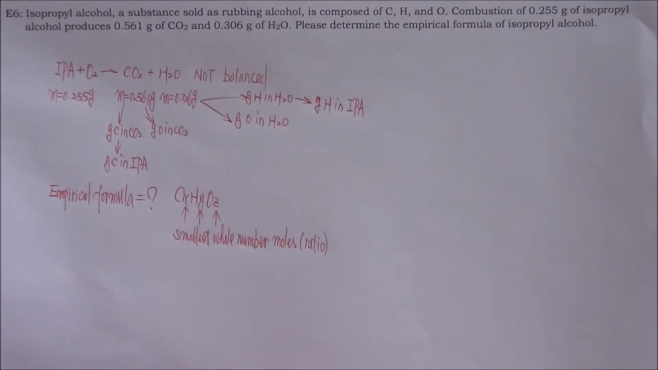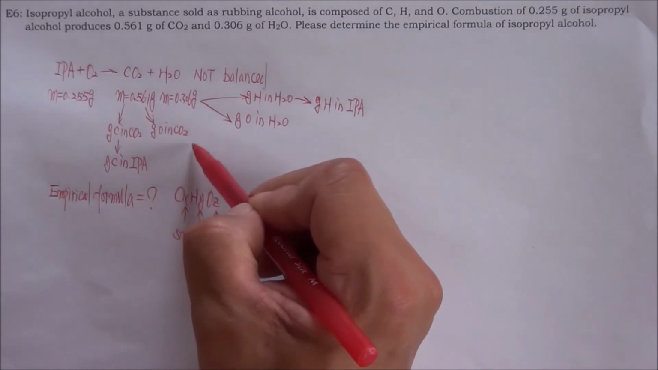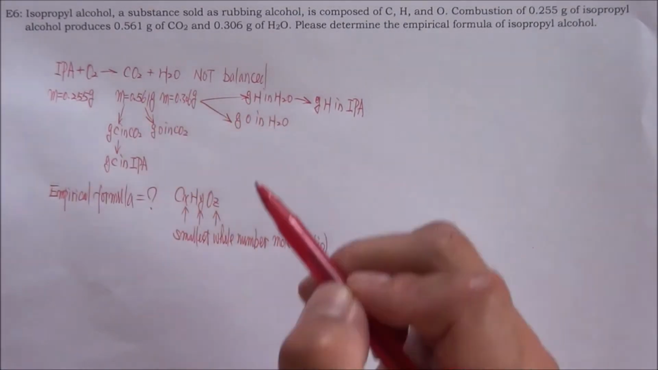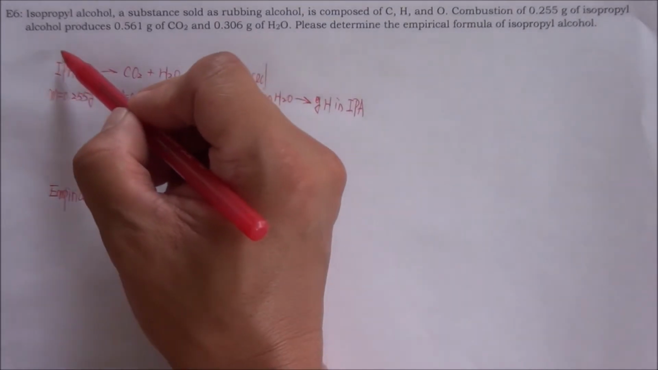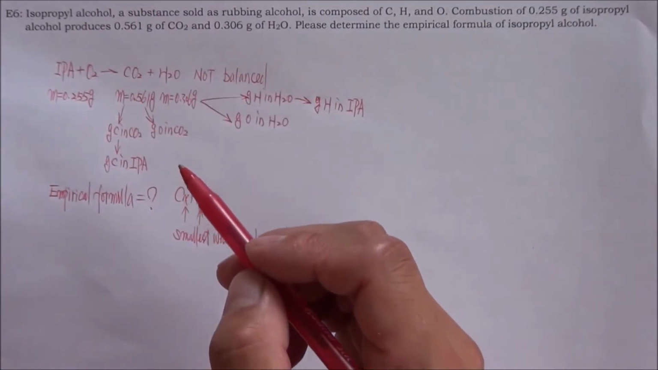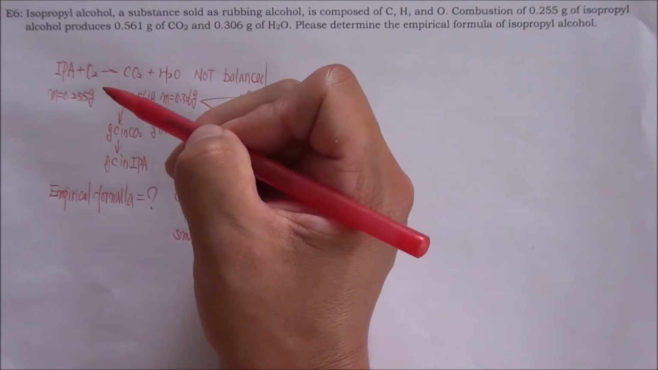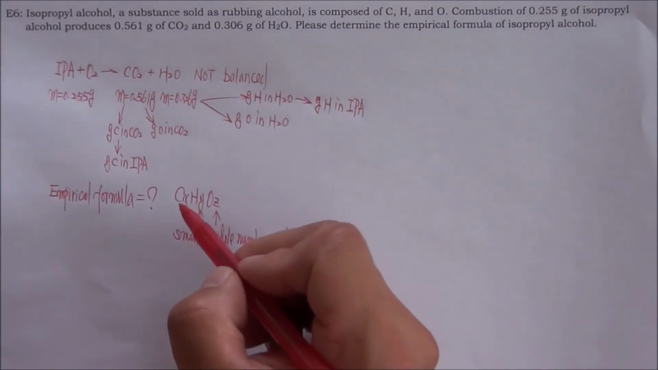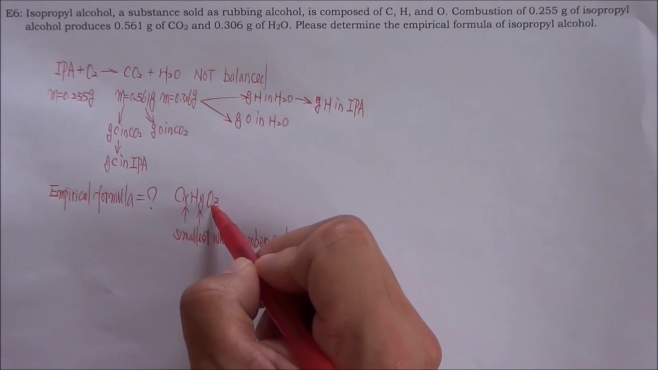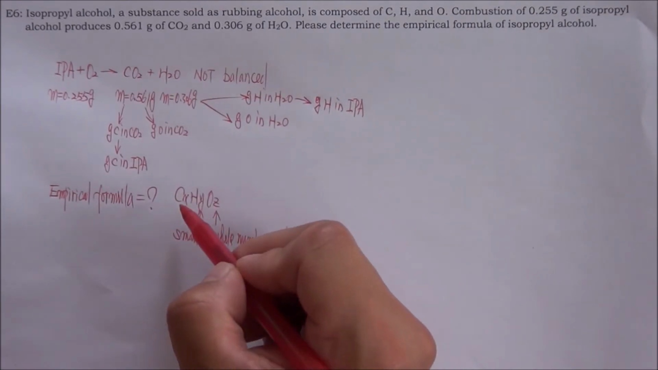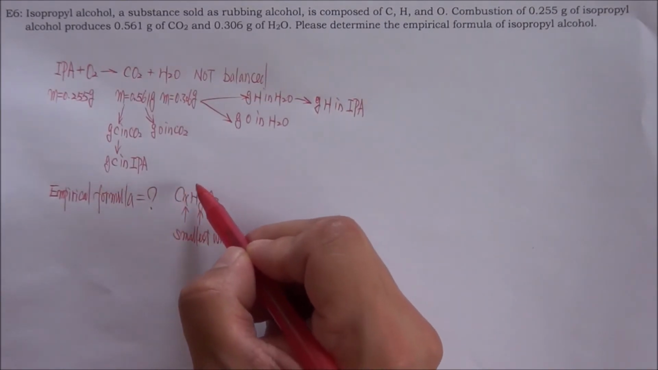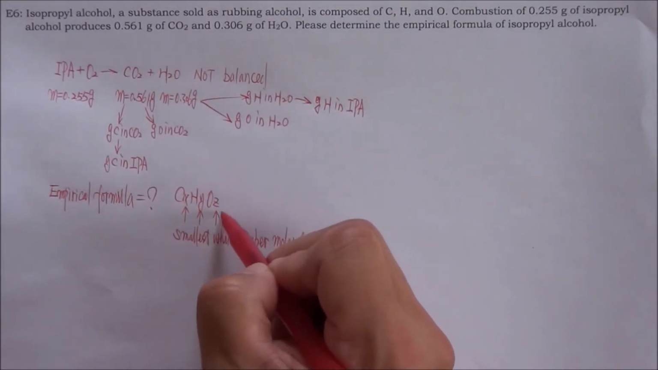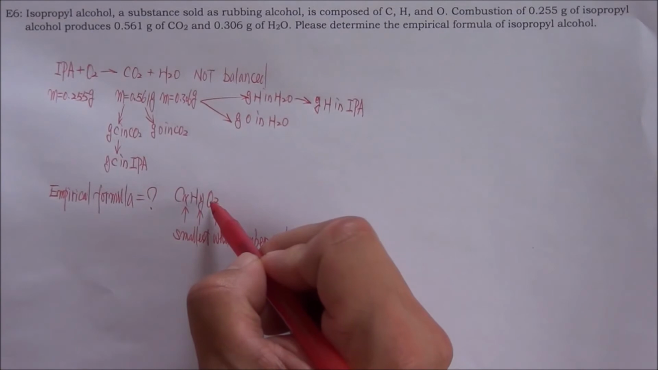But we cannot use the mass of oxygen in carbon dioxide and the mass of oxygen in water to find the mass of oxygen in IPA, because the second reactant, oxygen, also contains oxygen. But since we know IPA contains carbon, hydrogen, and oxygen only, we know the mass of carbon and the mass of hydrogen in IPA. We know the total mass of IPA. We can find the mass of oxygen.